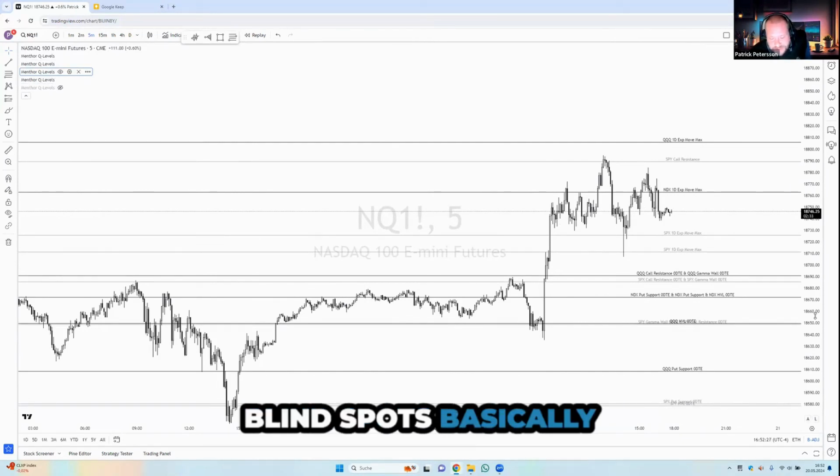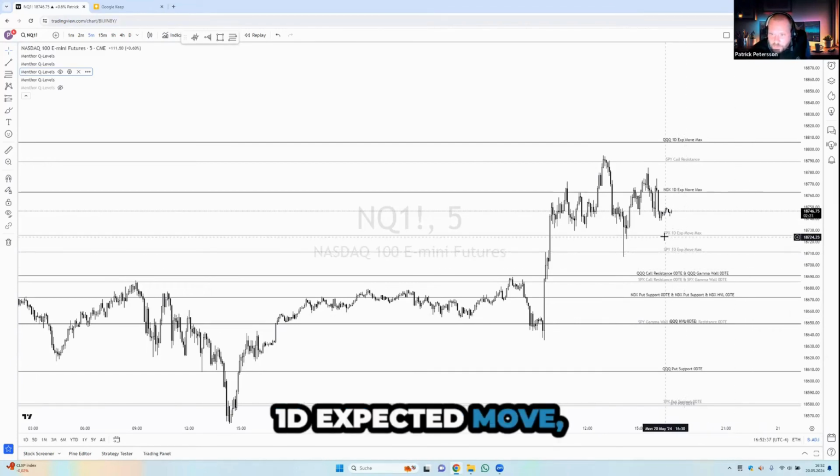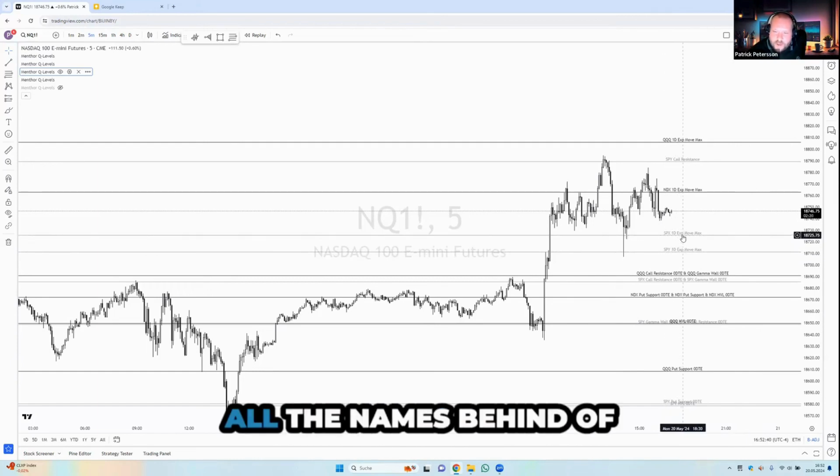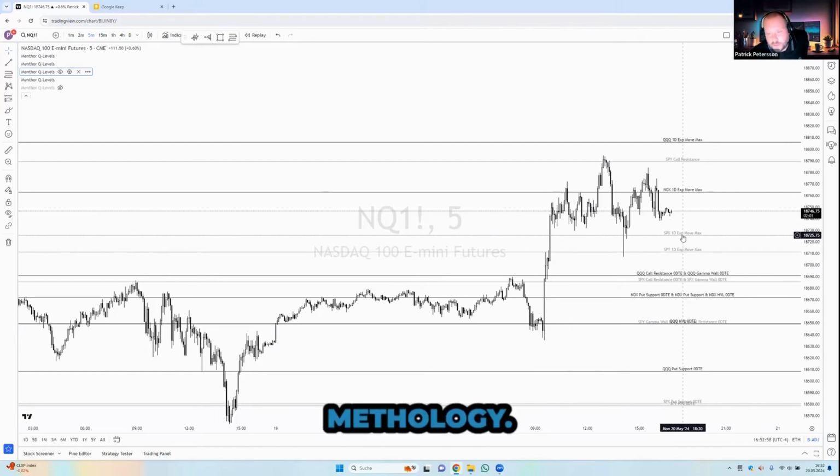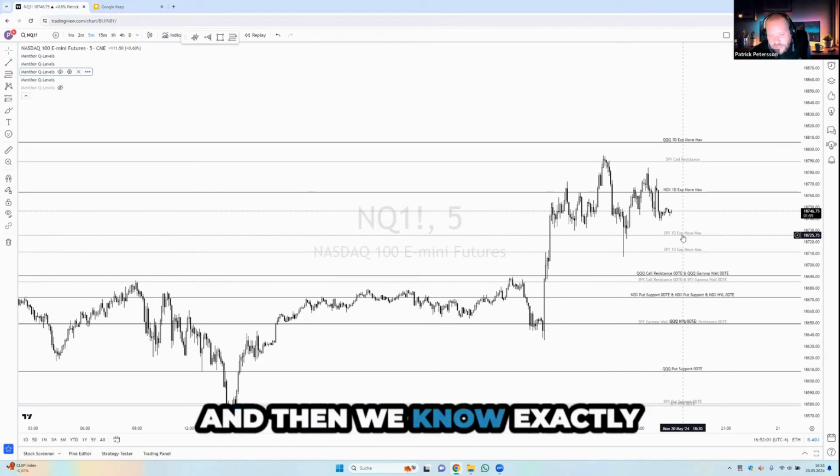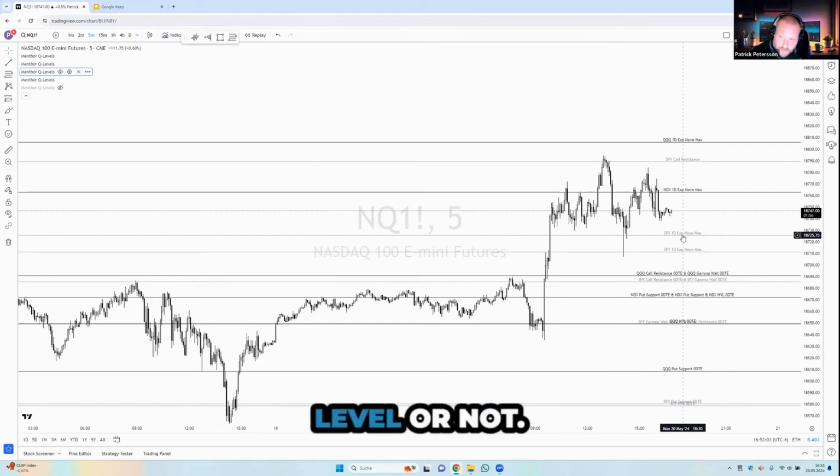What the blind spots basically are is more like support and resistance. But the names like SPY 1 day expected move, SPX 1 day expected move, all the names behind this, give us a feeling about the strength of the support and resistance. It's no longer pure support and resistance. It's support and resistance based on the options methodology. Yep. And then we know exactly if this is a strong level or not.